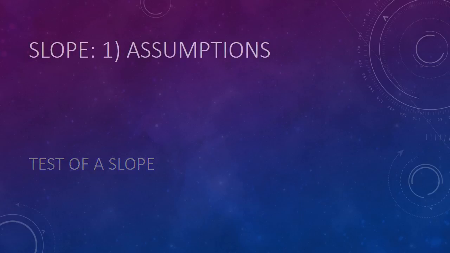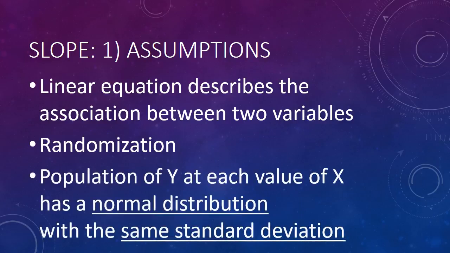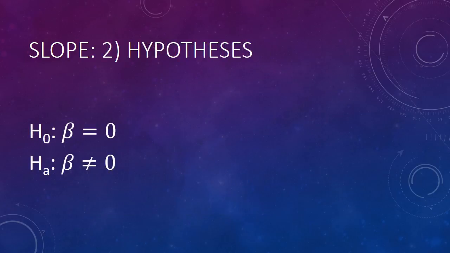So let's jump into it with the assumptions of a test of a slope for linear regression. Our first assumption is that we can use a linear equation to describe the association between the two variables. Second, as always, we have to have randomization. And third, the population of y for each value of x has to have a normal distribution with the same standard deviation for each value of x. Next, we have our hypotheses. Our null hypothesis is that the slope is 0, and the alternative hypothesis is that the slope is not 0. Here, we're going to use the Greek letter beta to represent the population slope.